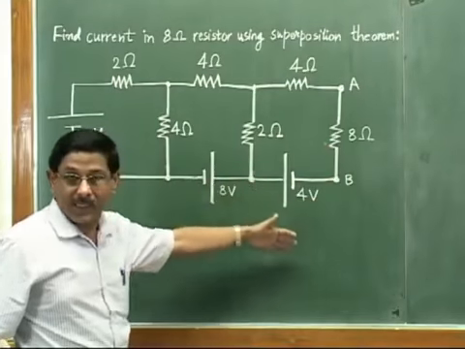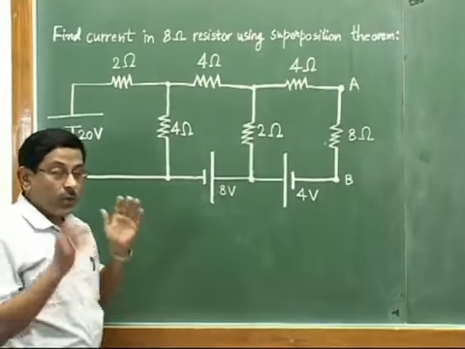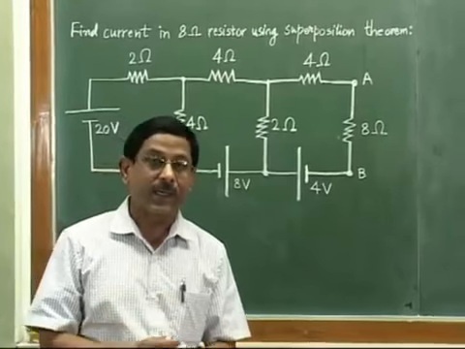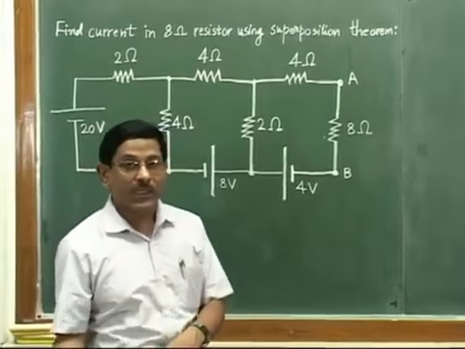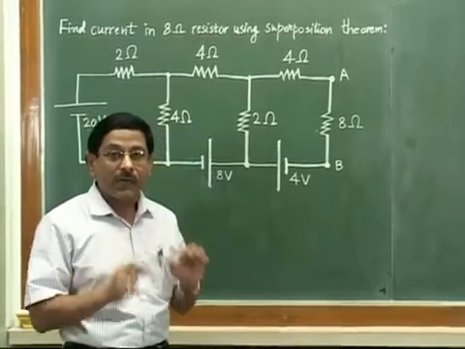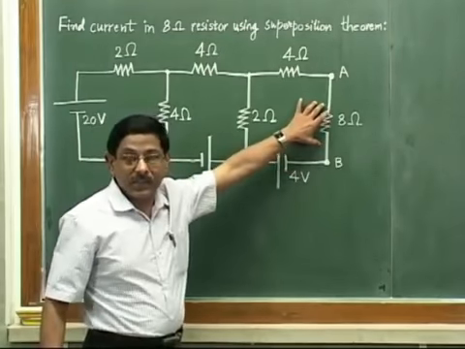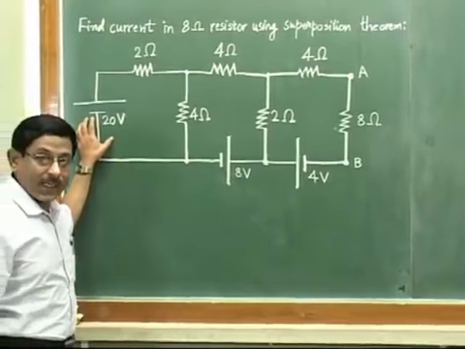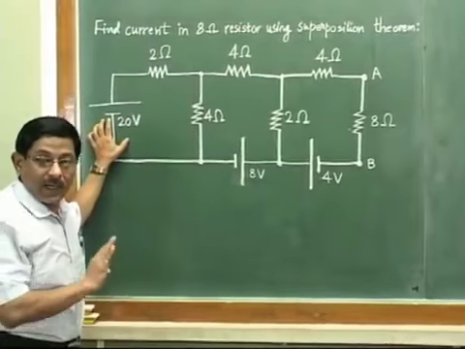Now see, our problem is this. We have 3 sources acting in the circuit. The central idea of superposition theorem is that you have to consider only one power source acting at a time, as if the other sources are not acting at that time, and then find the individual effect of that power source on this resistance. For example, if we consider that only this 20 volt power source is acting, then the 8 volt source and 4 volt source are not acting at all. They are not there in the circuit.